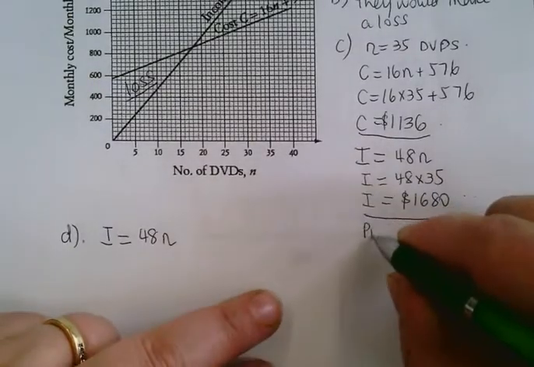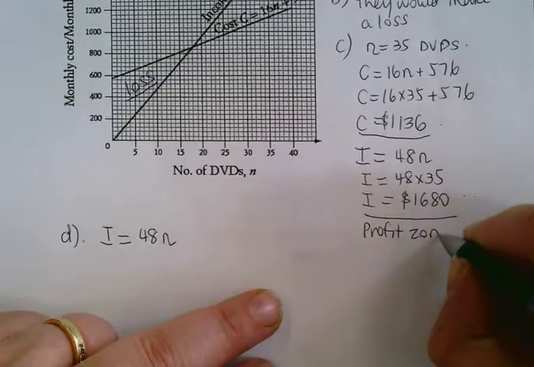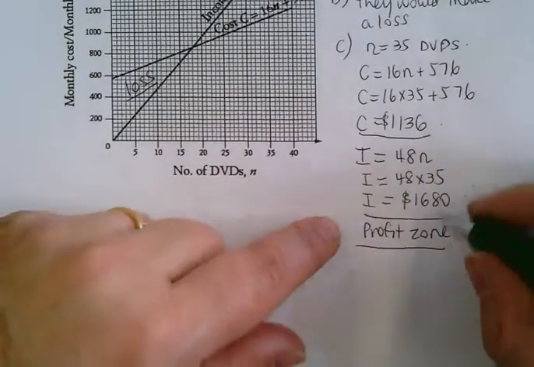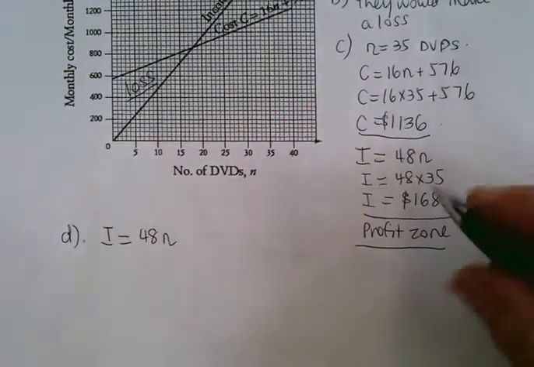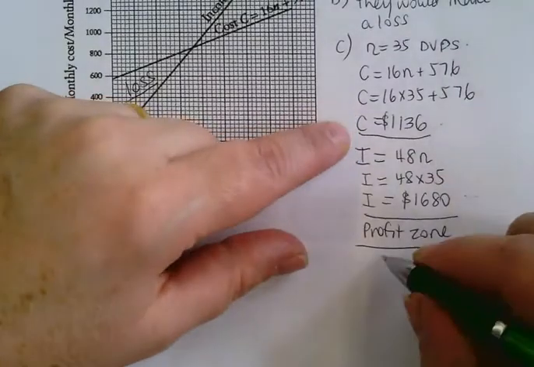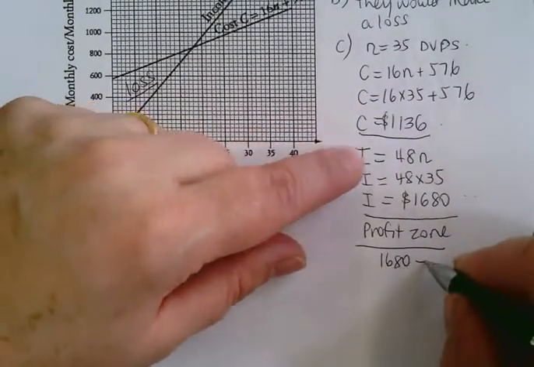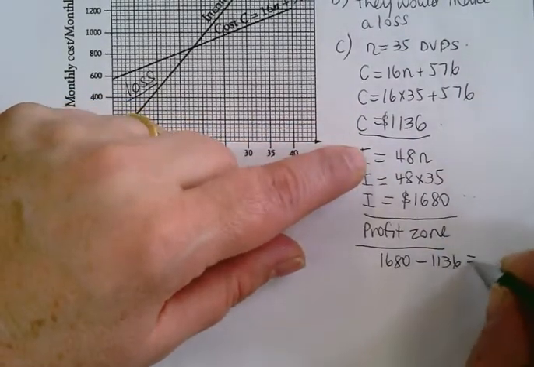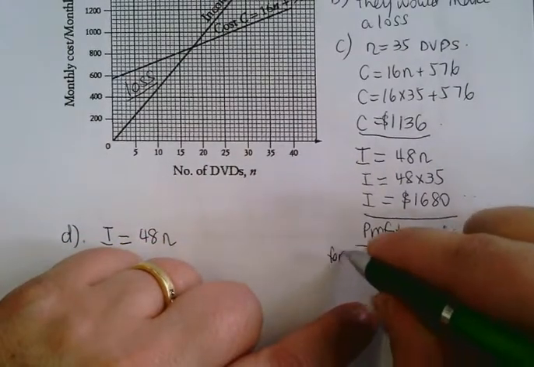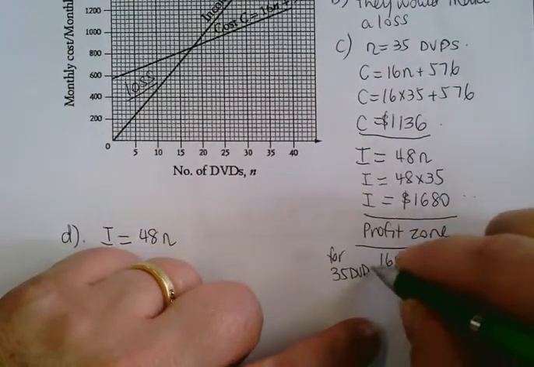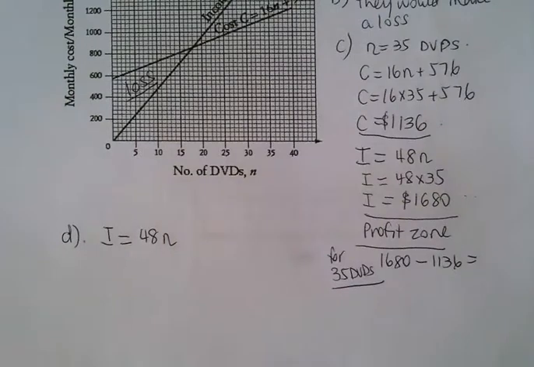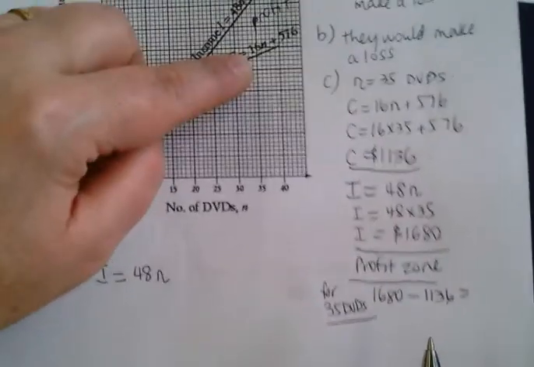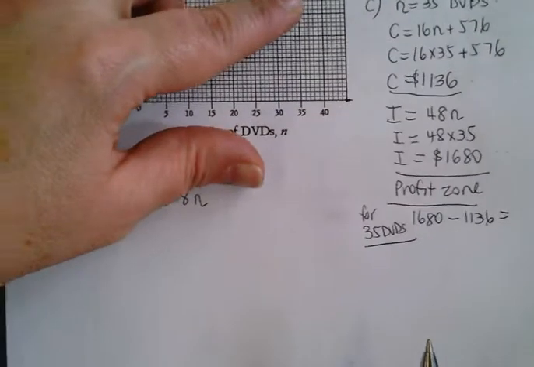I just want to note here for question C, that is in the profit zone there. And if you actually wanted to work out the profit, it's not asking you to, but you could work out the profit, and it's 1,680 minus 1,136 for 35 DVDs. Do you get it? Profit's the difference between those two.